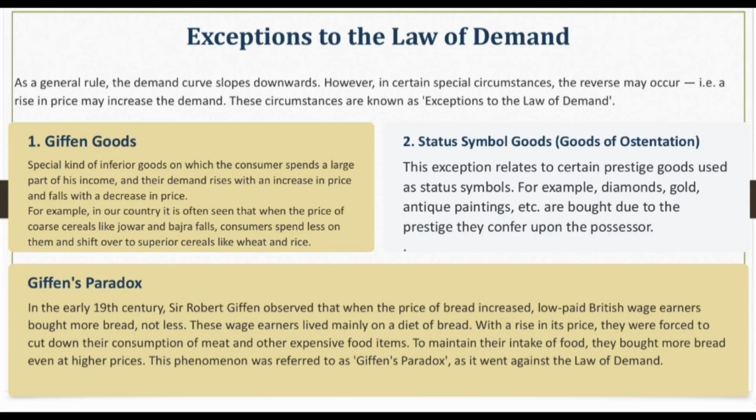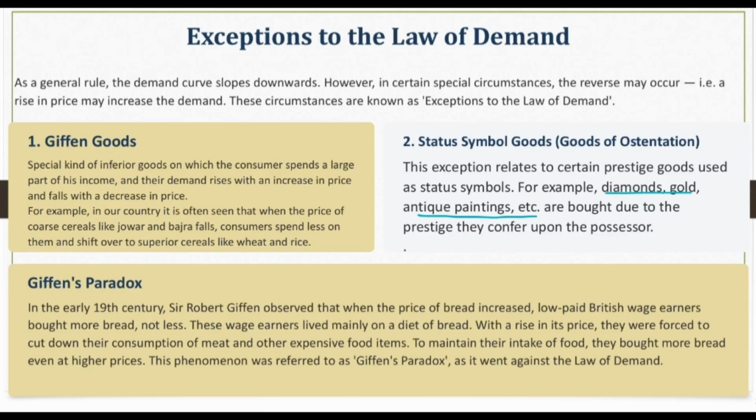Alright. So the second are status symbol goods. This exception relates to certain prestigious goods used as status symbols. For example, diamonds, gold, antique paintings, etc. They are bought due to the prestige they confer upon the possessor, right? And they are going to be bought only if their prices are high, because if their prices are no longer high, people wouldn't see them as status symbol goods, right? These are known as goods of ostentation also.